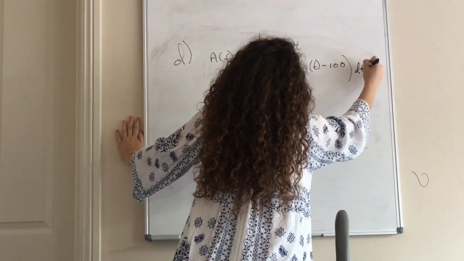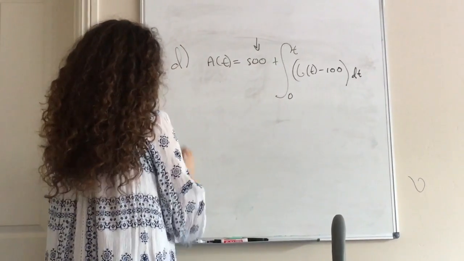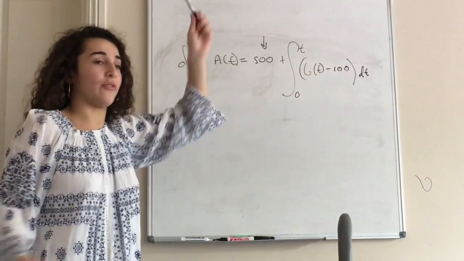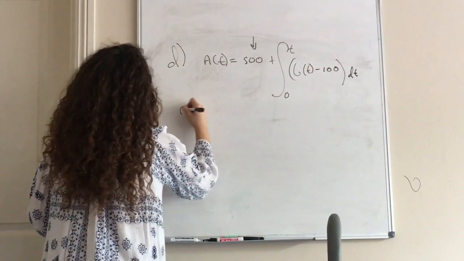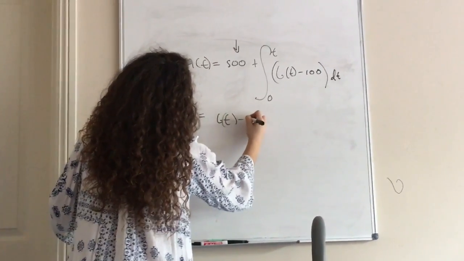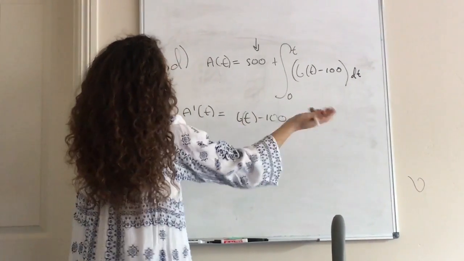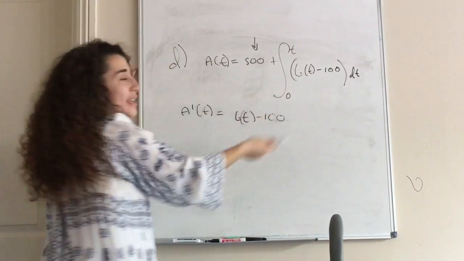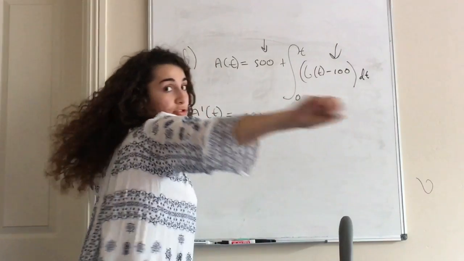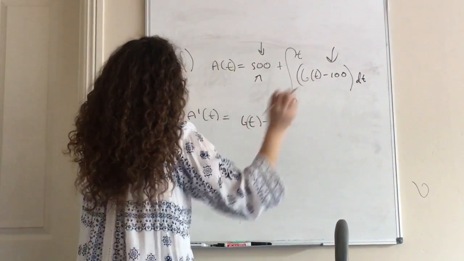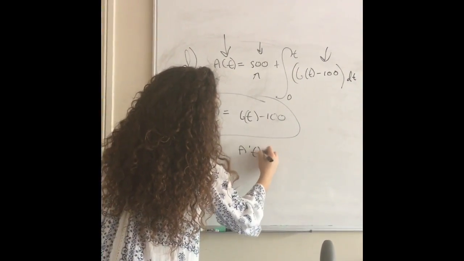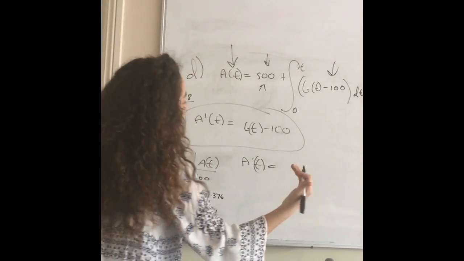Now we have to find the derivative of this to find the amount of gravel. So the derivative of this is just G of t minus 100, because the derivative of an integral is just the function inside the integral. And then this equals 0. We have to find where this equals 0 to find the maximum.